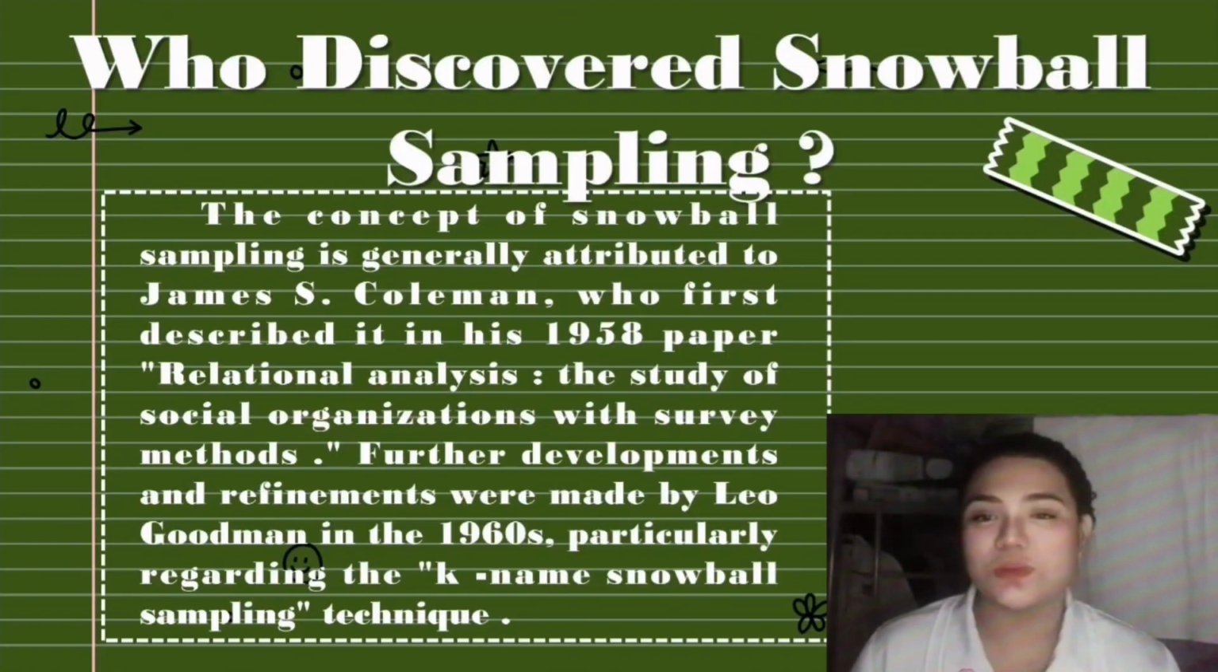Who developed snowball sampling? While the concept has evolved over time, the technique is generally attributed to James S. Coleman's 1958 work, Relational Analysis, the study of social organizations with survey methods. Later, Leo Goodman made significant contributions, particularly refining the k-name snowball sampling technique in the 1960s. This highlights the ongoing development and refinement of this valuable research tool.